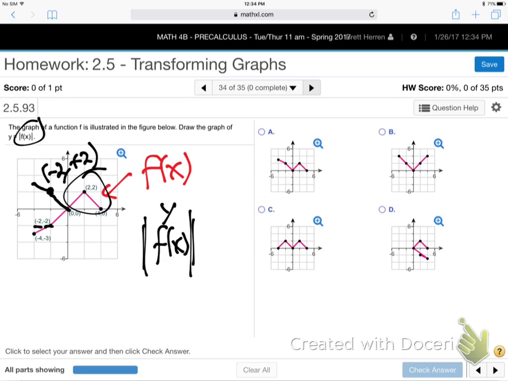The f is the y. So we're not changing the value of x, we're changing the value of y. We're making y positive. And this point, negative 4, negative 3, will change to negative 4, positive 3. Again, the y will become positive, won't it? That's what absolute value does. We good with that? That one's not too bad, is it? We okay? All right, 35 is bad, so let's go there.